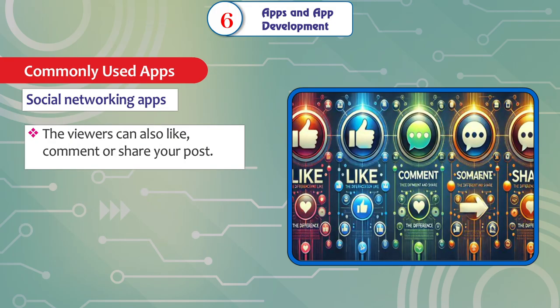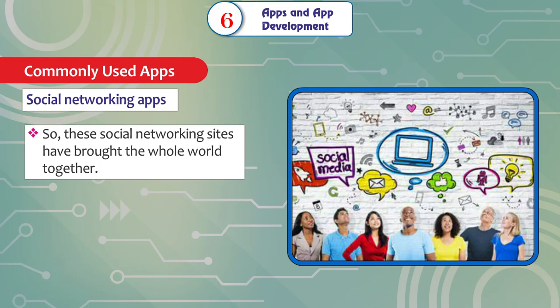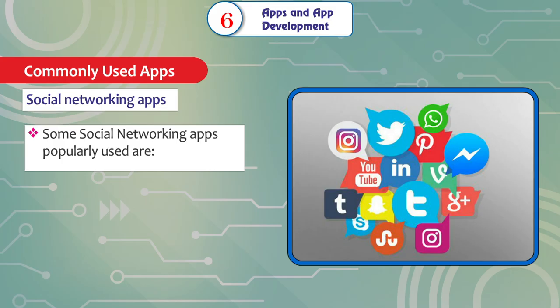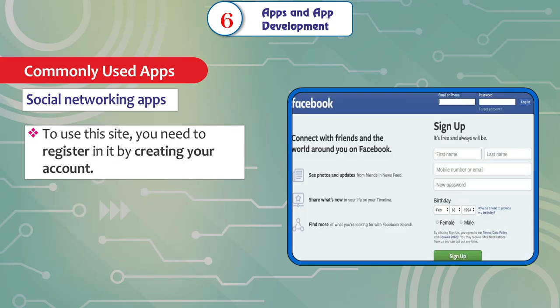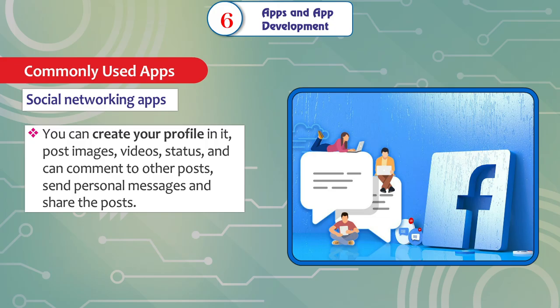The viewers can also like, comment or share your post, so these social networking sites have brought the whole world together. Some social networking apps popularly used are Facebook. This is a very common and popular application which can be used as an app on mobile phones or on the web by opening the website www.facebook.com. To use this site, you need to register by creating your account. You can create your profile in it, post images, videos, status, and can comment on other posts, send personal messages, and share the post.